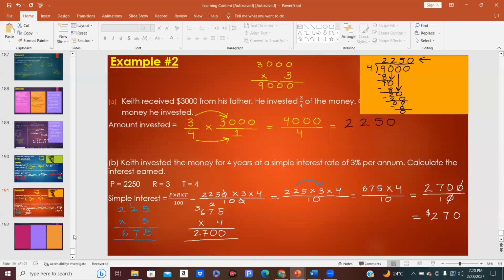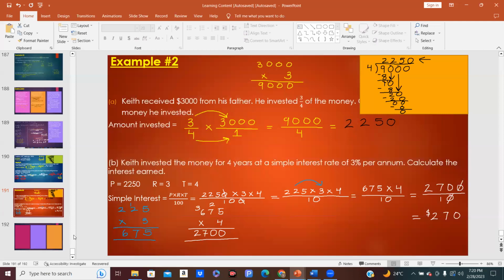Keith invested the money for 4 years at a simple interest rate of 3% per annum. Calculate the interest earned. Principal, P, equals 22,250. R equals rate, which is 3%. T equals time, which is 4 years. In order to find the simple interest, it is P times R times T over 100.